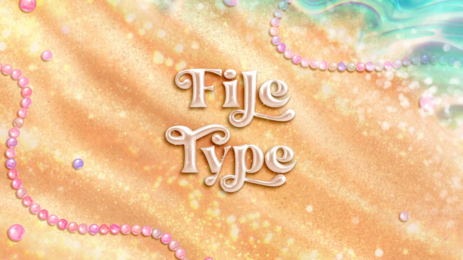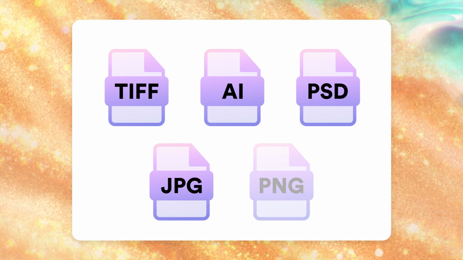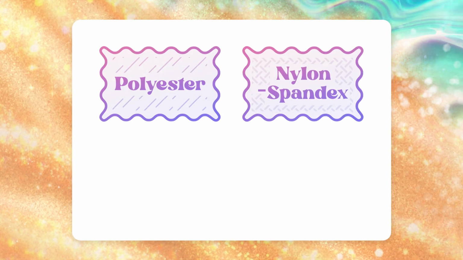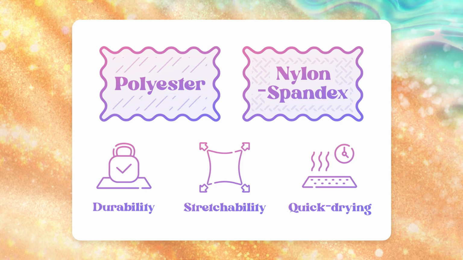3. File type. Save your design in high-quality formats like TIFF, AI, PSD, or high-resolution JPEG or PNG. 4. Fabric type. Use polyester or nylon spandex blends for their durability, stretchability, and quick drying properties.